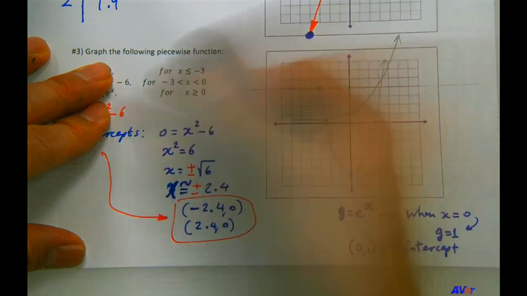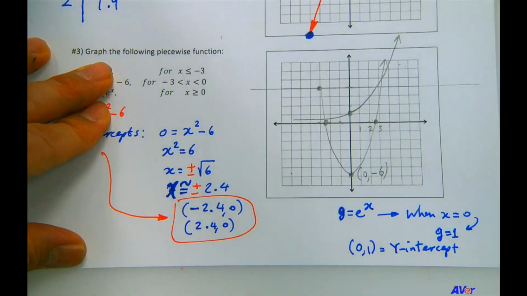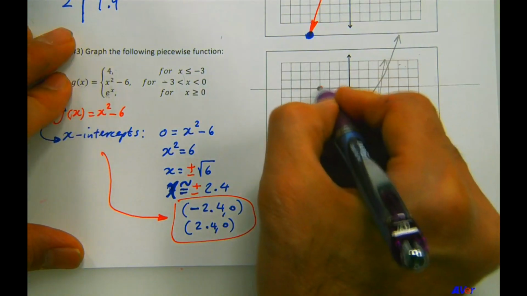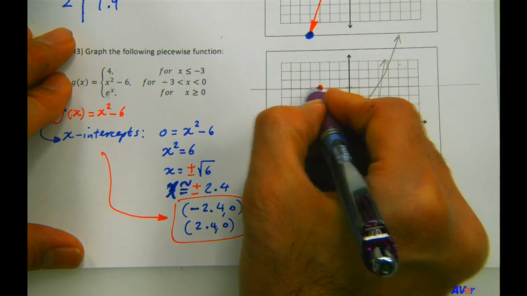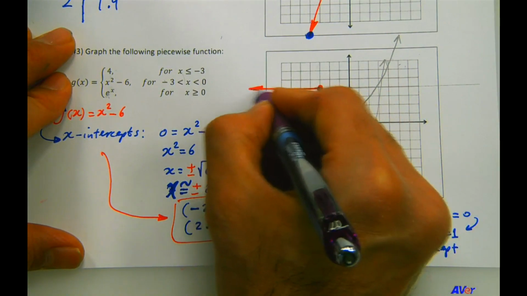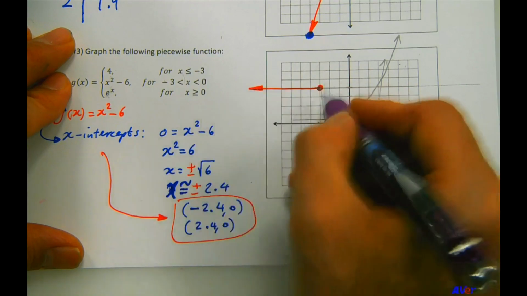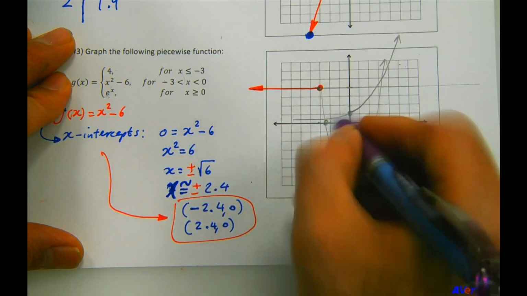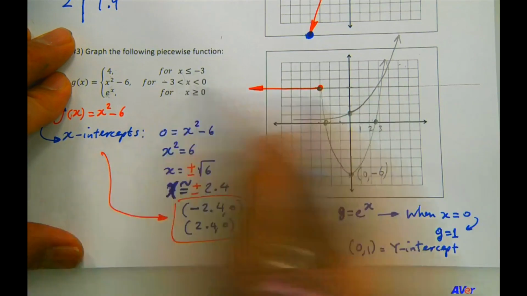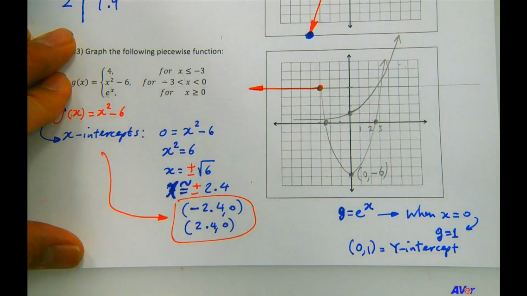And the only function at that point is that, like that. That's for all x values that are equal to or less than -3. That's the behavior of the function.